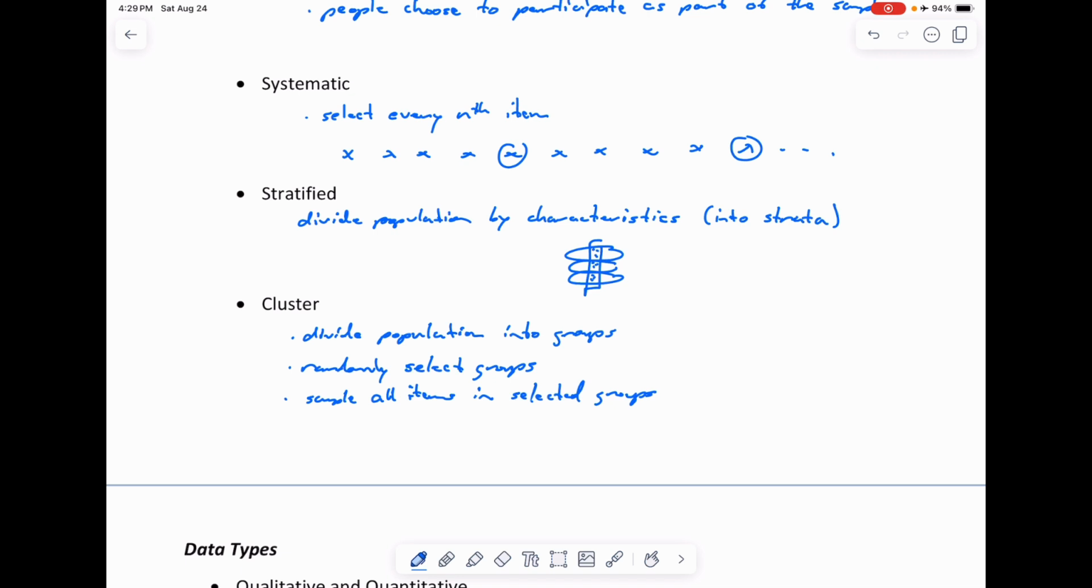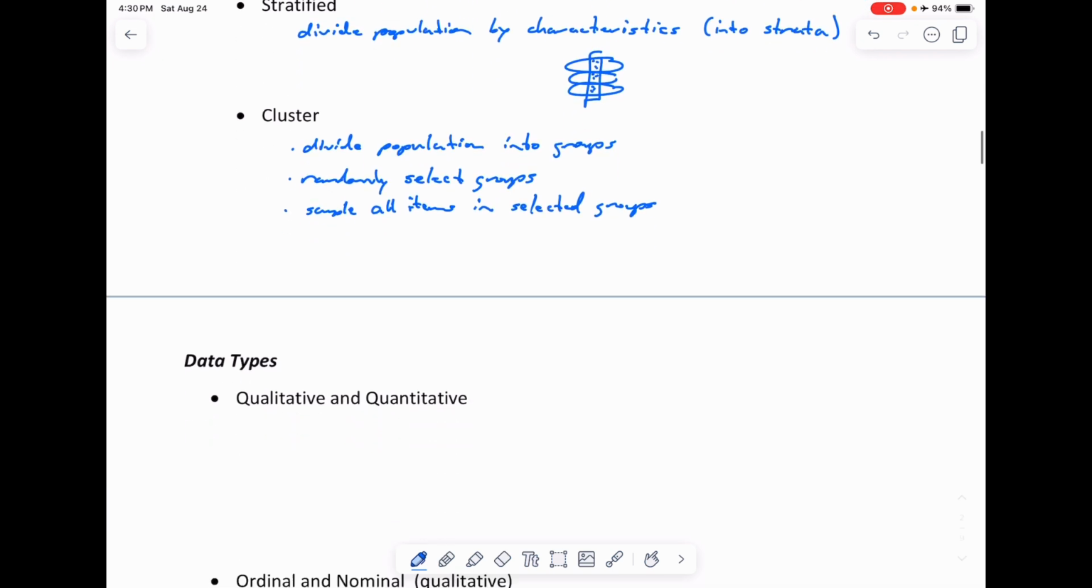Again, the key here is you want to be random when you sample, and you want to really make sure that you've got a cross-section of your population, because that's going to allow you to better predict or infer what you believe about the larger population itself.